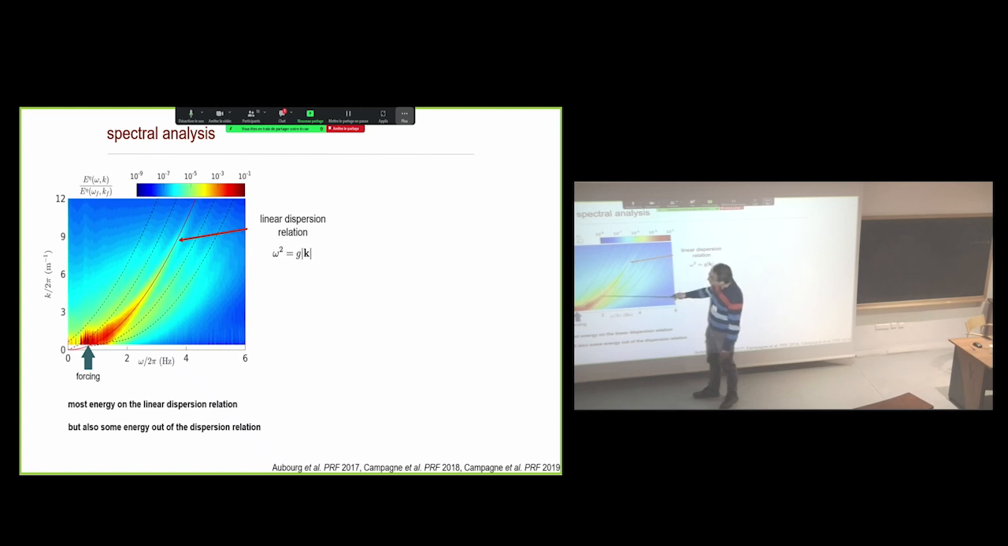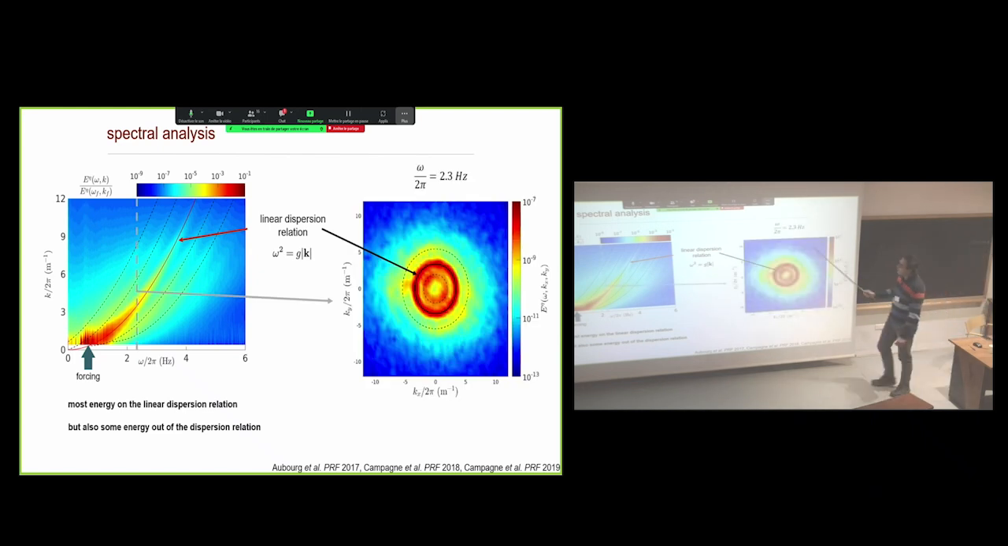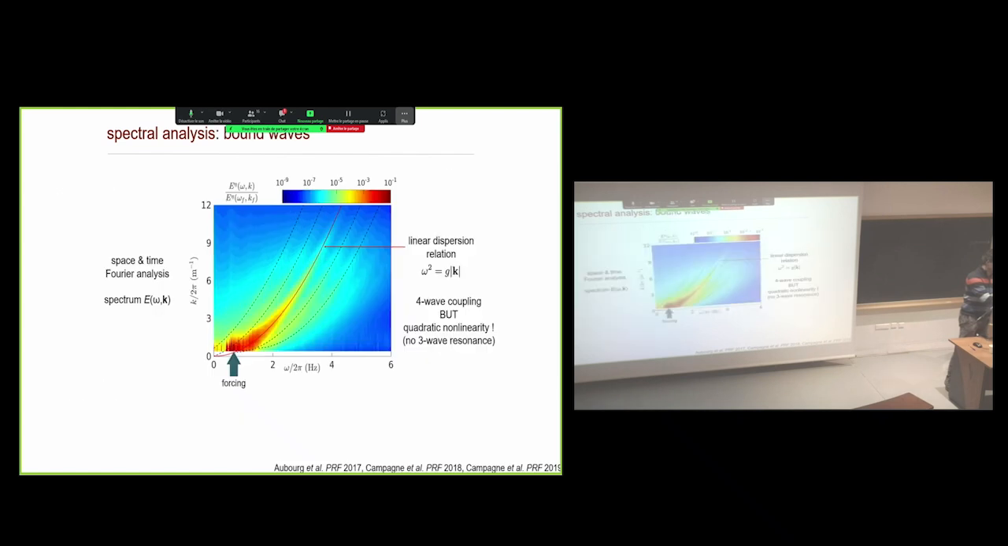We see that most of the energy is on this line, but we also see lots of things out of this line, which is probably not a surprise for all of you. If we do a cut at 2.3 Hertz, at this frequency, so that we have the directionality of the spectrum, kx here and ky there, we see that the energy is decently isotropic, as you discussed. And we see also all these bound waves out of the linear dispersion relation.